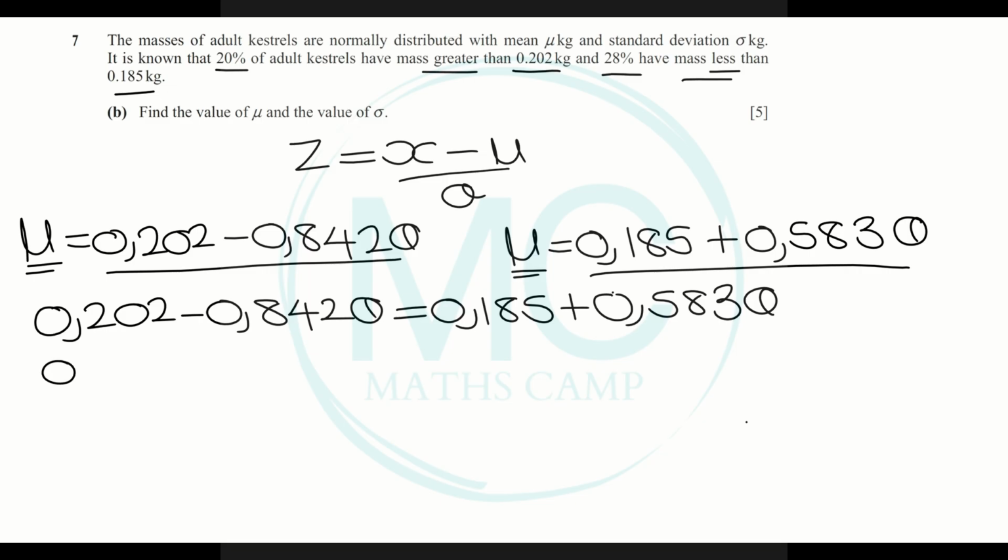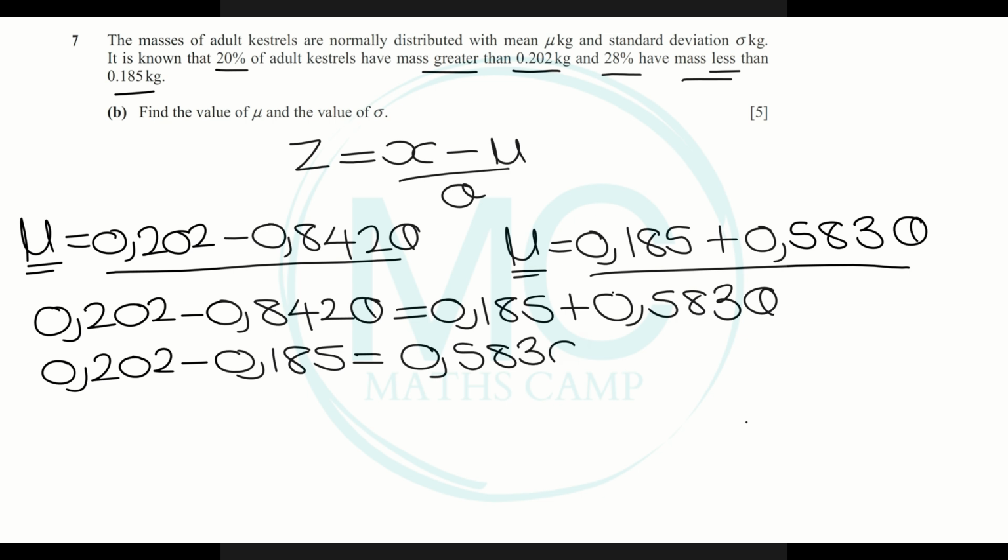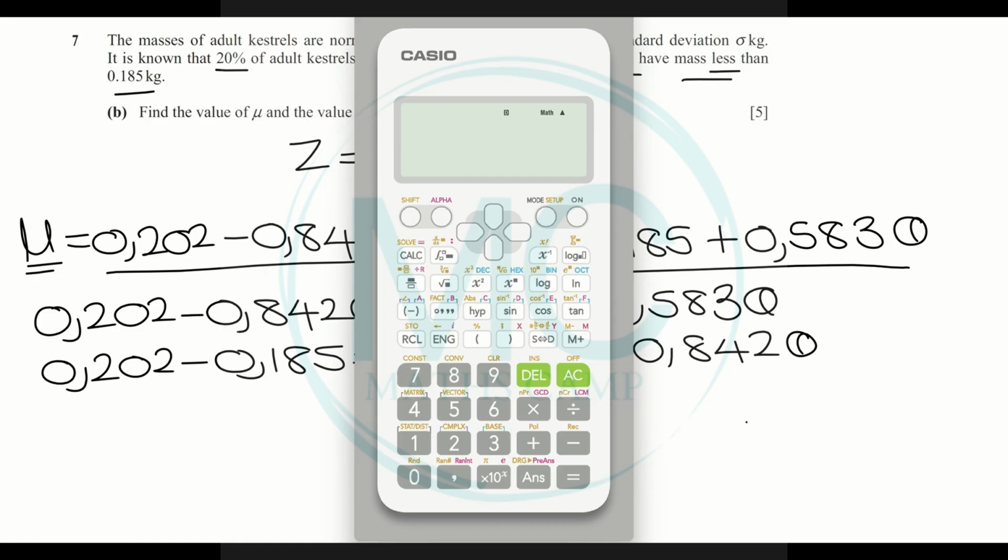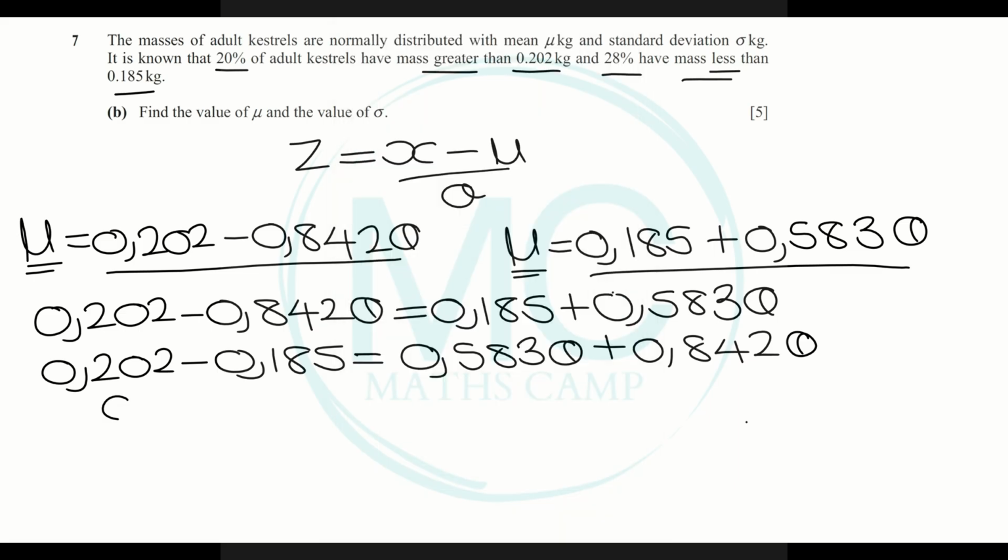So on the left, I'm going to have 0,202 minus 0,185 is equal to 0,583 sigma plus 0,842 sigma. Now I can take my calculator. 0,202 minus 0,185 is equal to 0,017.